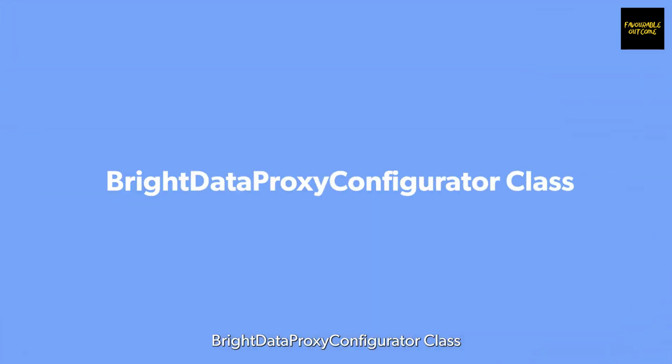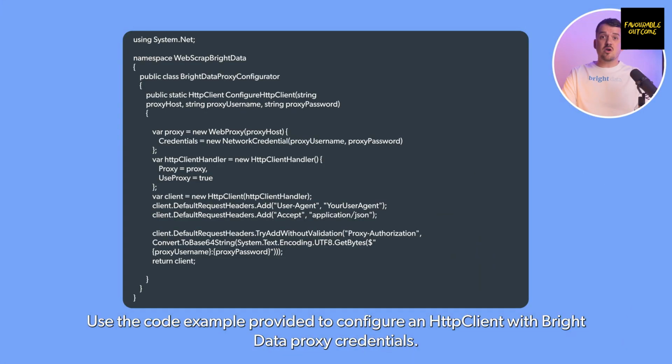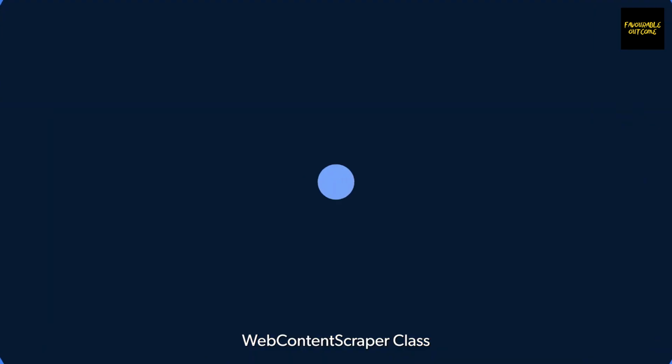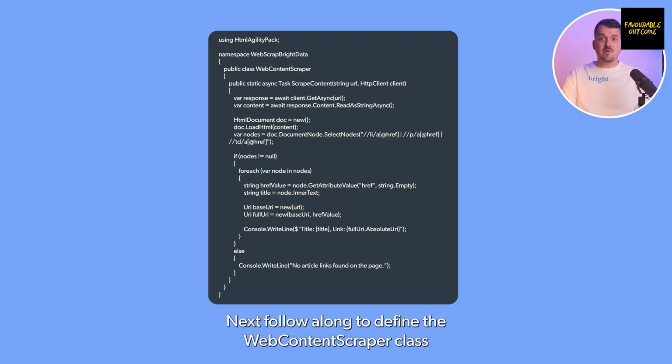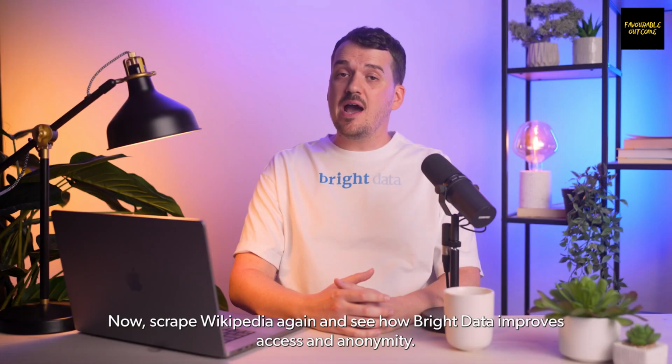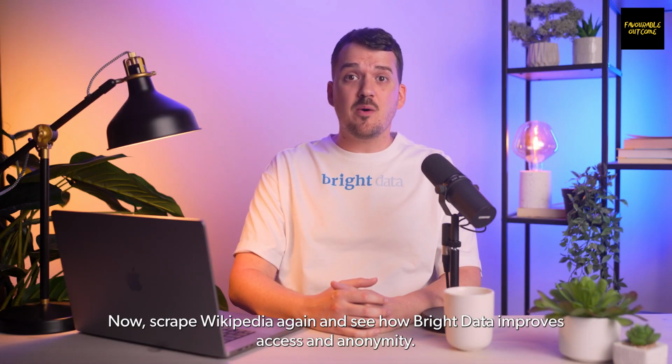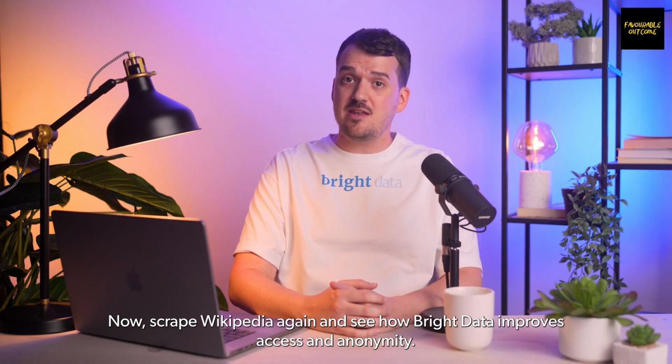Bright Data Proxy Configurator class. Use the code example provided to configure the HTTP client with Bright Data Proxy credentials. Web Content Scraper class. Next, follow along to define the Web Content Scraper class for scraping data using the Bright Data Proxy. Now, scrape Wikipedia again and see how Bright Data improves access and anonymity.